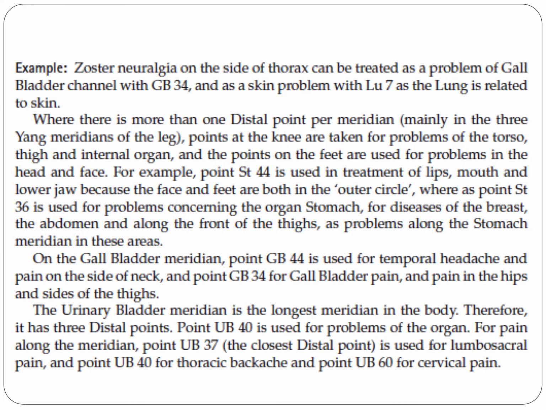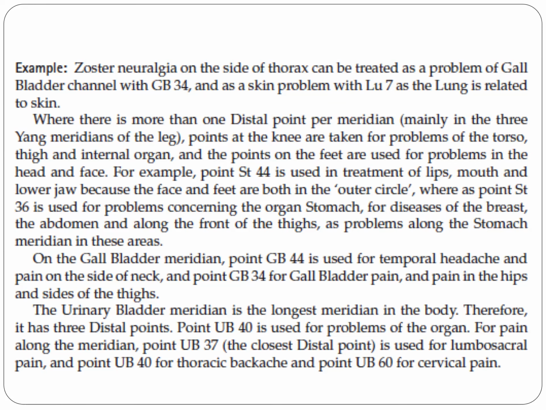For example, point stomach 44 is used in treatment of the lips, mouth, and lower jaw because the face and feet are both in the outer circle. Whereas point stomach 36 is used for problems concerning the organ stomach, for diseases of the breast, abdomen, and along the front of the thigh, as problems along the stomach meridians in these areas. Take note po natin on the gallbladder meridians, point GB34 is used for temporal headache and pain on the side of the neck, and point GB34 for gallbladder pain and pain in the hips and sides of the thighs.